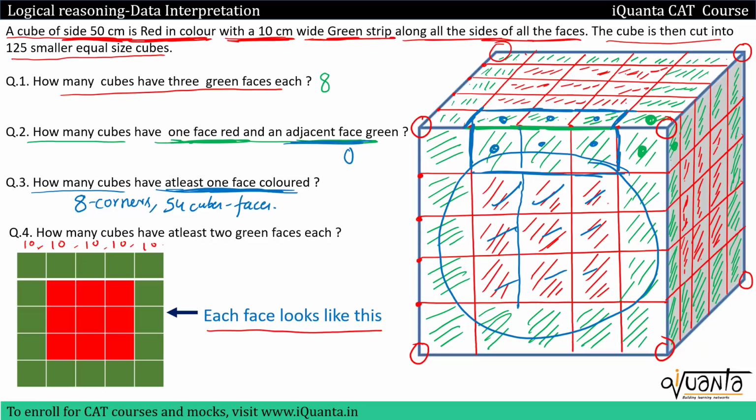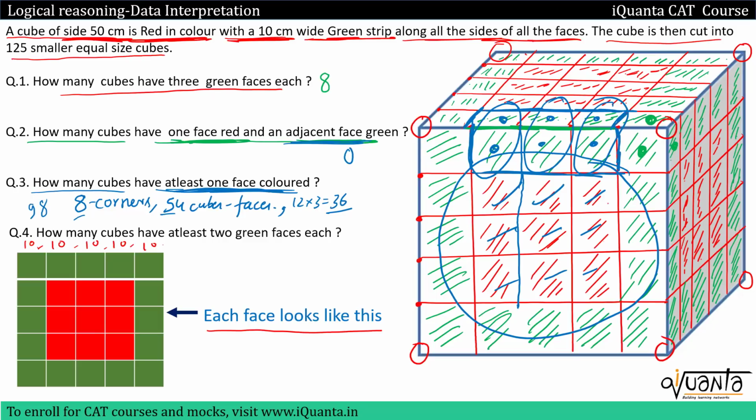So on the edges, I can see that I have 1 cube, 2 cube, 3 cube. On every edge, there will be 3 cubes having 2 faces colored. So how many edges does a cube have? It has 12 edges. So we have counted all the cubes on the outer layer. Hence we can add these. This will be 36 plus 54. That means 90. 90 plus 8. 98 would be the correct answer to this question.